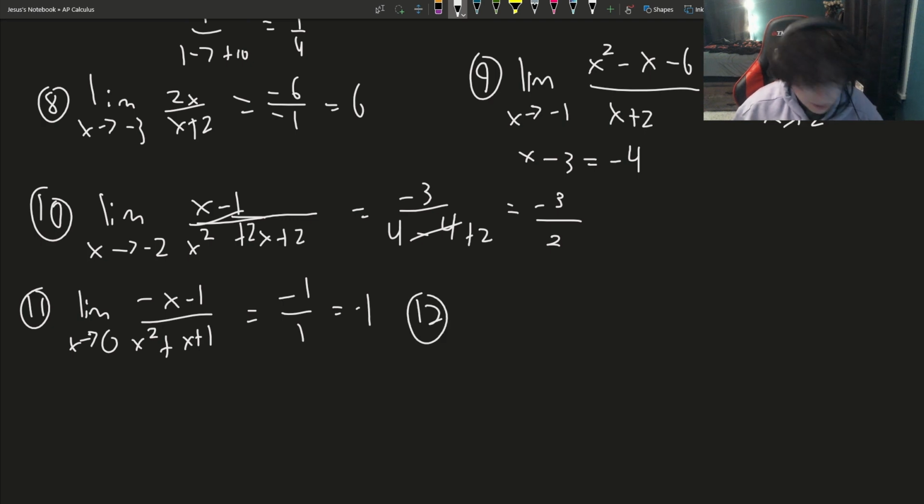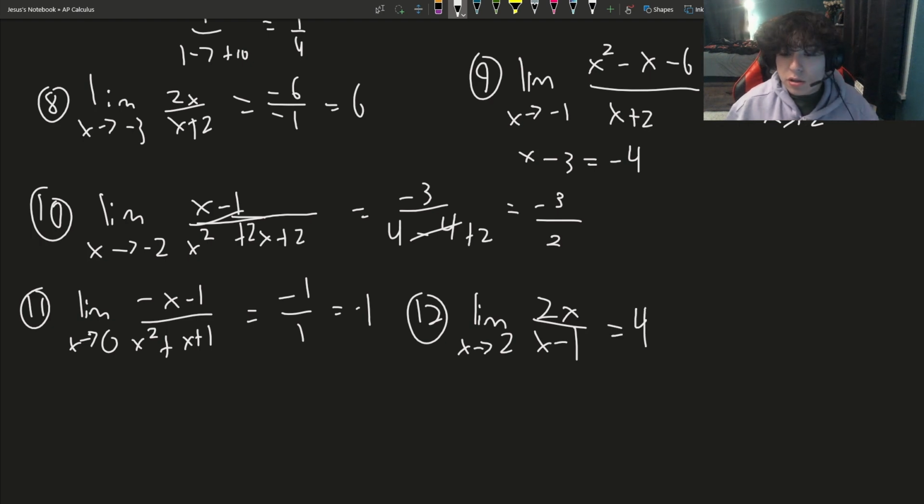Number 12, we'll write it over here. We have the limit as x approaches 2 of 2x over x minus 1 is equal to 4. So, actually, sorry. I just looked at my answer and I didn't even try to solve it. Okay. Well, you could just plug it in. So you have 4 over 1, which is just 4.